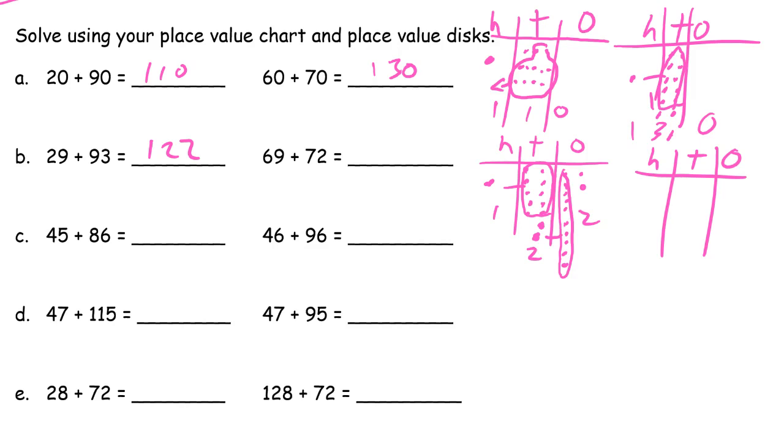69 plus 72. So that's 1, 2, 3, 4, 5, 6, and 9. 1, 2, 3, 4, 5, 6, 7, 8, 9. And 72 is, I need 2 more 1s, 1, 2, and 7 10s. 1, 2, 3, 4, 5, 6, 7. 10 ones makes another 10. 10 tens makes 100. We have 141.